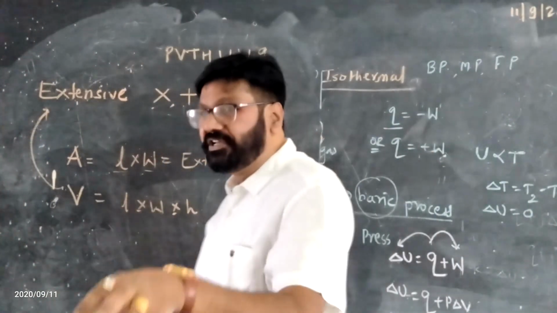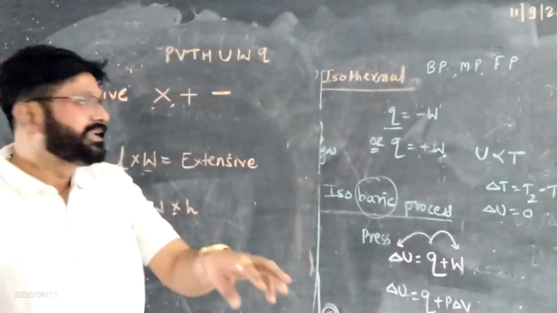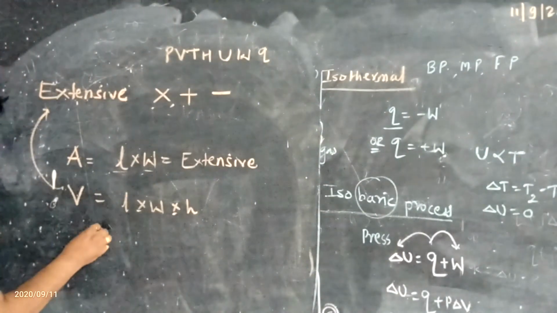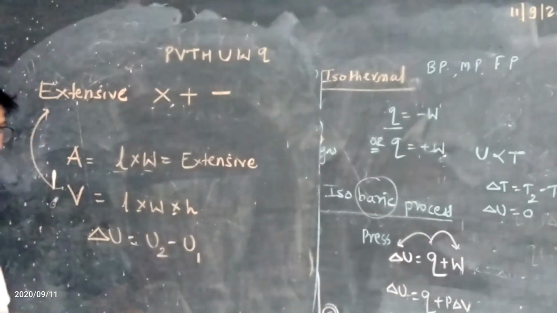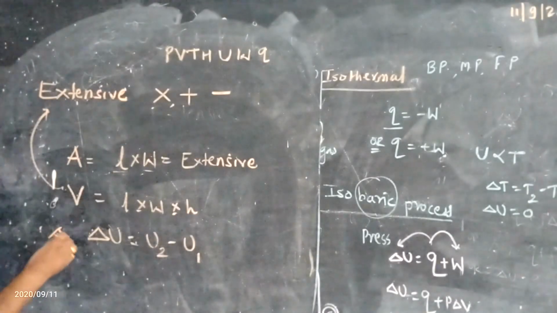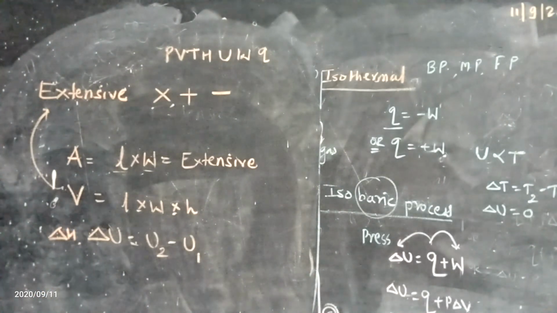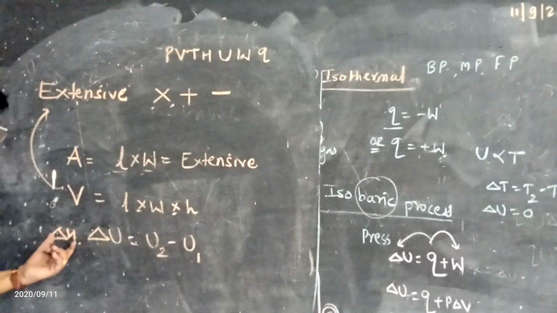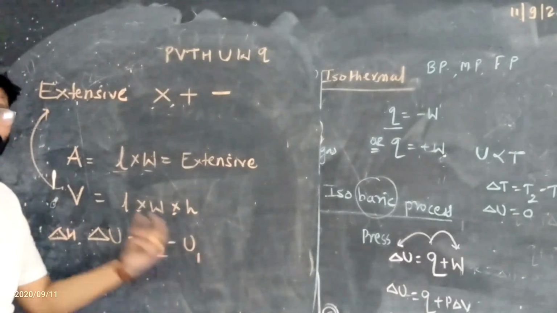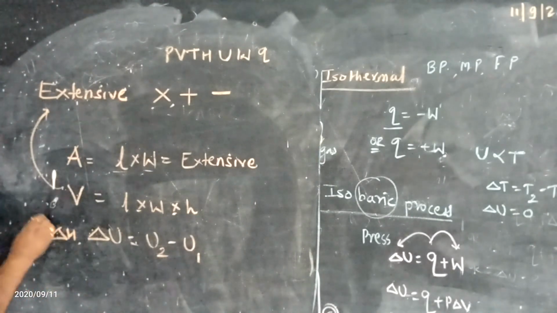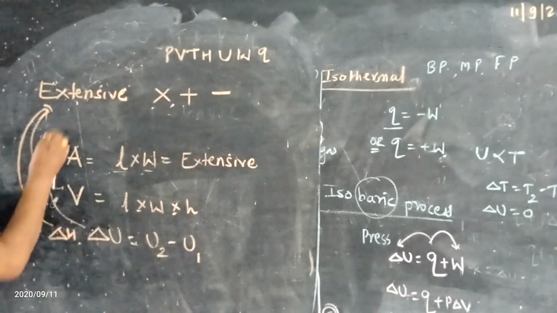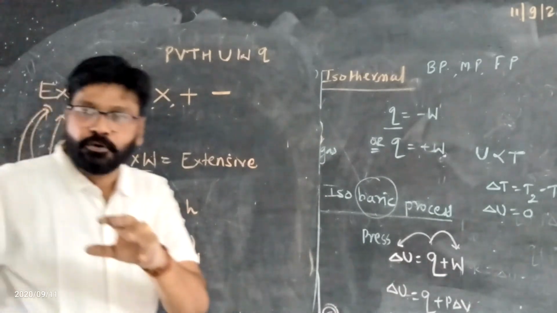Now change in internal energy. Internal energy is a state function, therefore delta U is equal to U2 minus U1. That is, the subtraction sign is used to calculate the change in internal energy. Change in enthalpy, delta H is equal to H2 minus H1. That is, the sign is used as subtraction. Therefore, change in internal energy and change in enthalpy are also extensive properties.